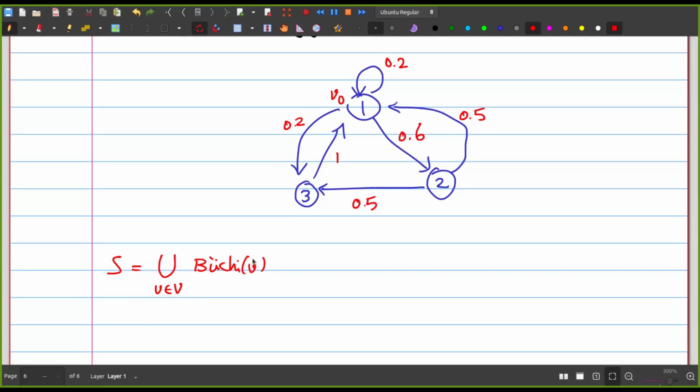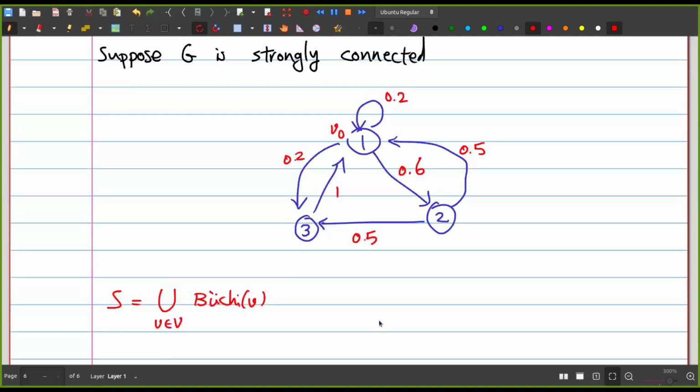Now, of course, these sets don't have to be pairwise disjoint because I can have a walk that visits 1 infinitely many times and also visits 2 infinitely many times. But S is the union of these sets. Okay. But what does that tell you?